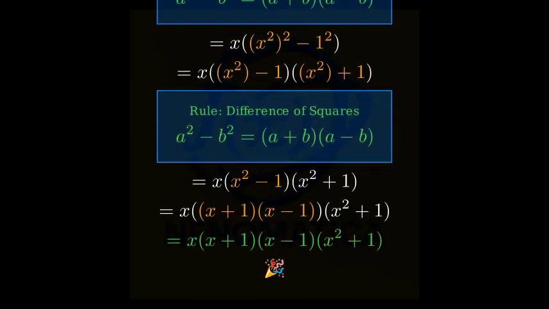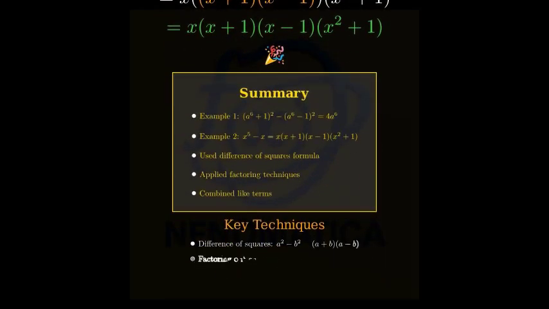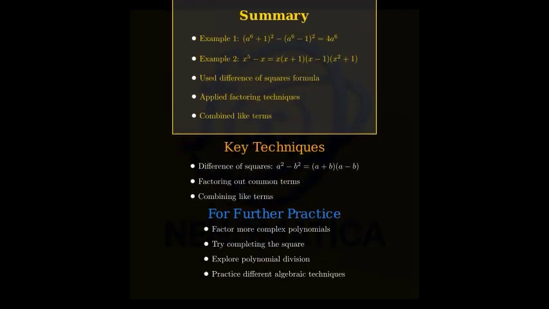Let's summarize what we've learned. In our first example, we simplified the difference of squares expression (a to the power 6 plus 1) squared minus (a to the power 6 minus 1) squared, and found that it equals 4a to the power 6. In our second example, we factored the expression x to the power 5 minus x into x times (x plus 1) times (x minus 1) times (x squared plus 1). The key techniques we used were the difference of squares formula, factoring out common terms, and combining like terms. For further practice, try factoring more complex polynomial expressions and exploring other algebraic techniques, such as completing the square or polynomial division.